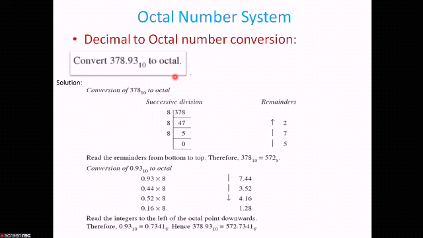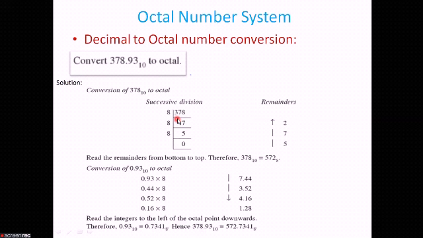So we will be applying these rules to this number, which is a mixed decimal number. So we will first do the conversion of 378. Next we have to do the conversion of 0.93. Likewise we are doing it. Now first we are doing the conversion of 378 to the octal number system. As this is an integer, we will be doing successive division now, and we will be seeing the remainders and reading the remainders from the bottom to the top.